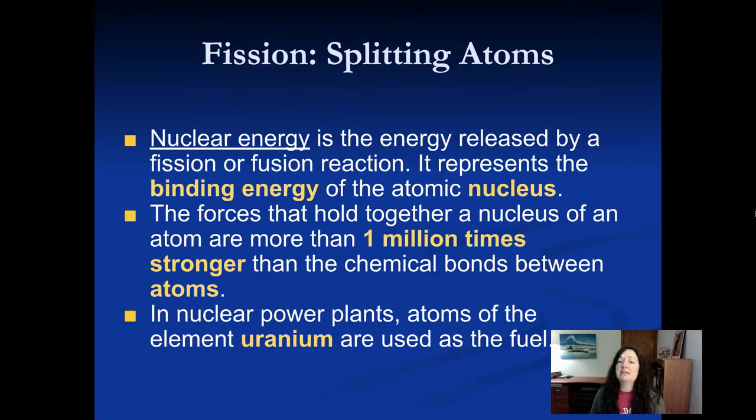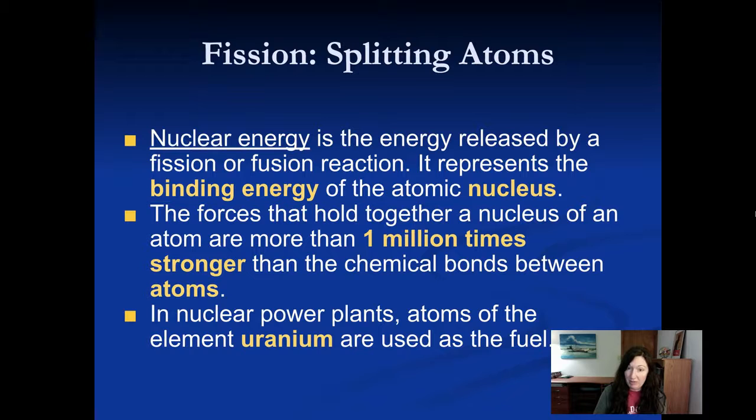So, nuclear energy is energy released by fission or fusion reaction. It represents the binding energy of an atomic nucleus. So, basically, when you collide two atoms together, the energy that comes out of those atoms' nuclei is released as fission energy, and it's a ton of energy. The forces that hold together the nucleus of an atom are 1 million times stronger than the chemical bonds between atoms. So, like hydrogen and oxygen are held together by hydrogen bonds. Take that bond times a million, and if you split that bond, think about how much energy that produces.